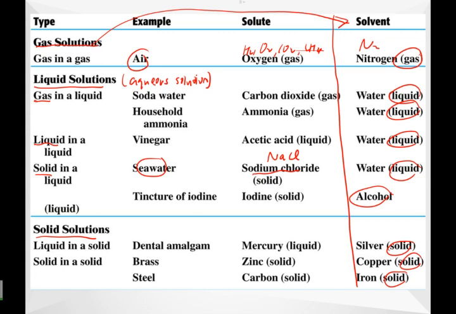All right, solid solution: we don't have a gas in a solid. This is because gas cannot dissolve in a solid, but liquid can mix well in a solid. One example of a liquid is mercury. Mercury can dissolve in a solid, for example, silver. Solid in a solid is a typical example of an alloy. In an alloy, we have different types of metal mixed together.